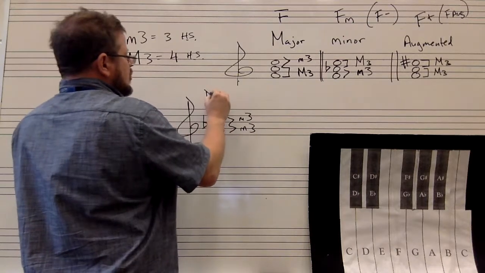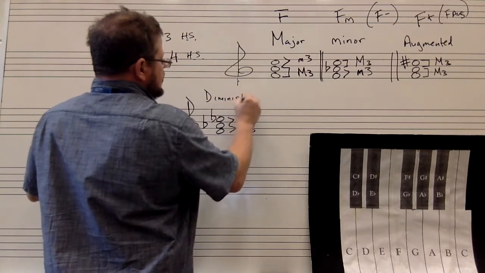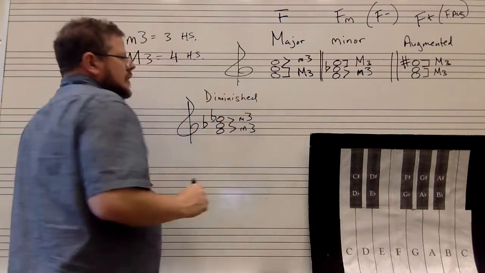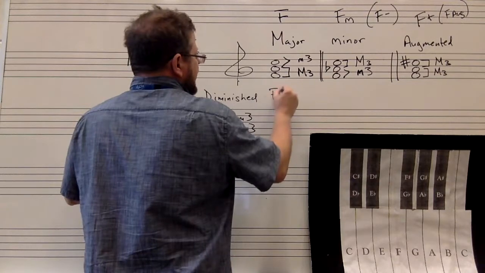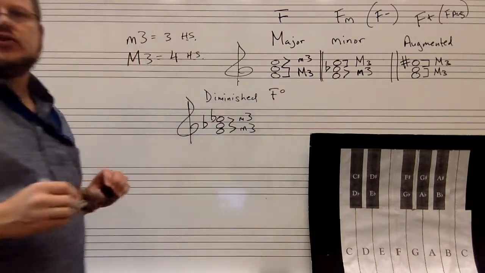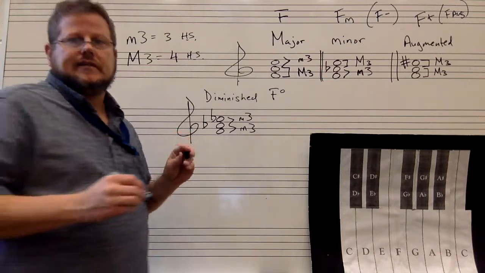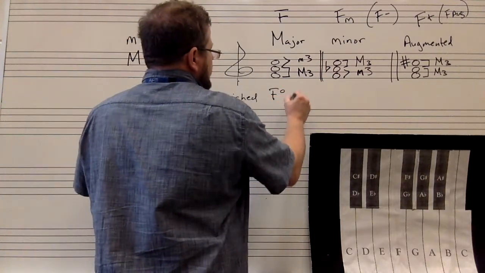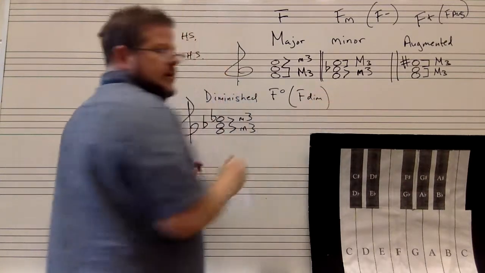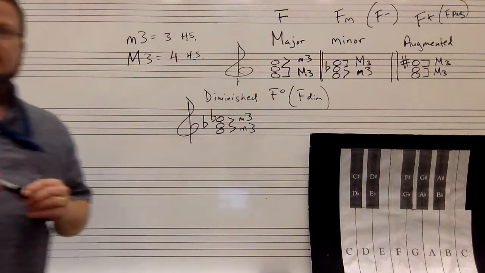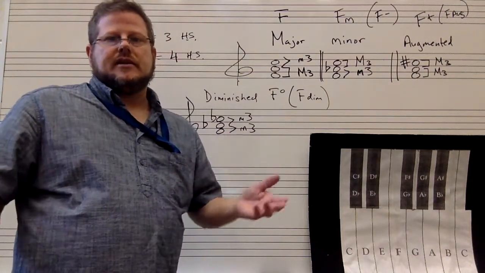That type of chord is called diminished, and that chord would be written like this. F, little circle, which is really the same symbol as the degree symbol. So F diminished, or sometimes F dim, like that. Okay, that's it. Those are the four types of chords: major, minor, augmented, and diminished.